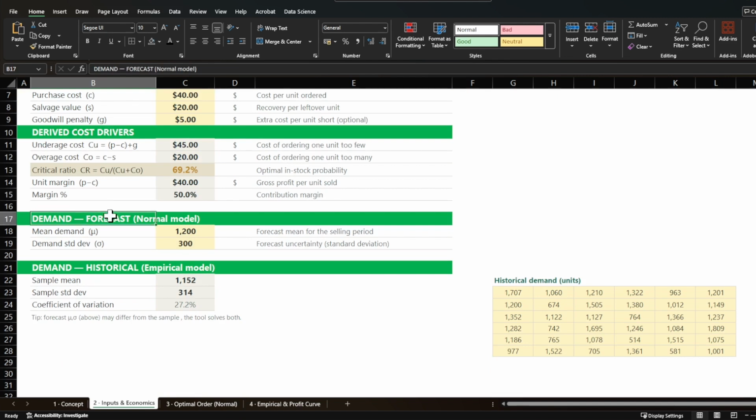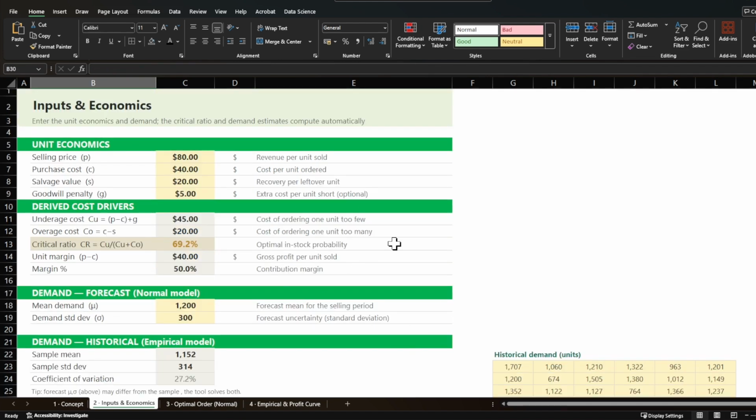One is the forecast following the normal bell curve. So let's assume that we have a mean demand of 1200 units and a demand standard deviation of 300 units. These are the data inputs. And if you have certain historical demands, you can put them in and get a sample mean, the standard deviation, and the coefficient of variation. Although we are not going to use this one, these two we will use.